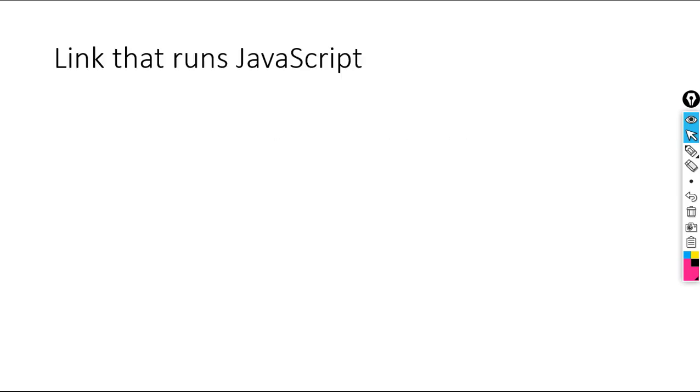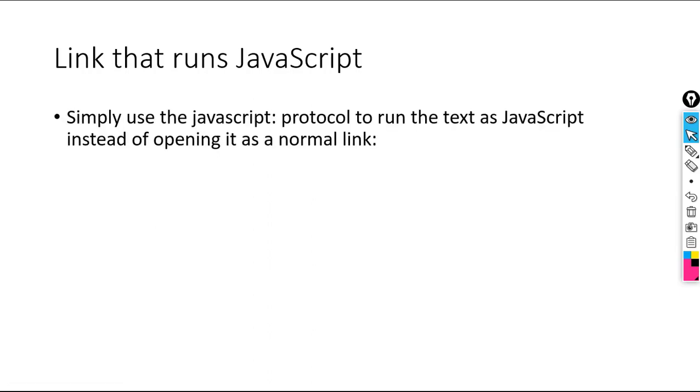This is a series of UI technologies and this is part 32. Link to an anchor. This is the topic which we are going to discuss today. So let's begin the session. Link that runs JavaScript. How a hyperlink can run JavaScript. This we will understand today. How to run JavaScript with the help of a link.